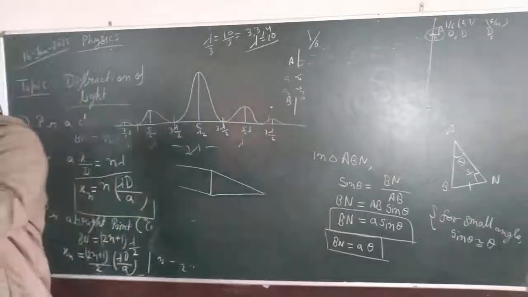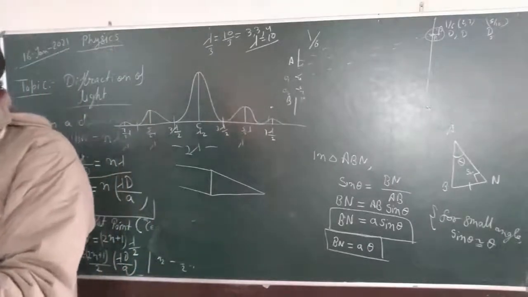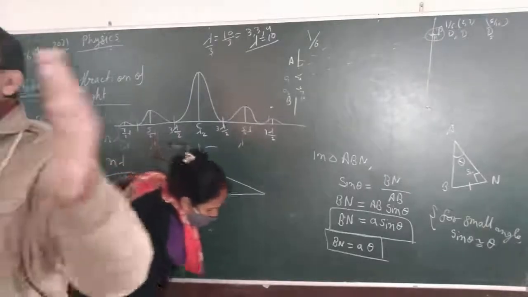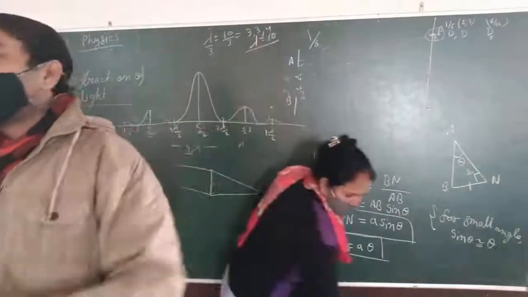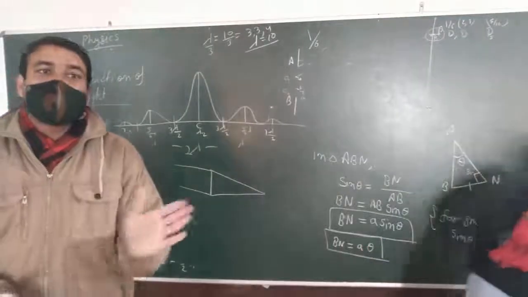But if the two light sources are very bright sources or high power sources, then at the center you will see the maximum bright point in that particular case.